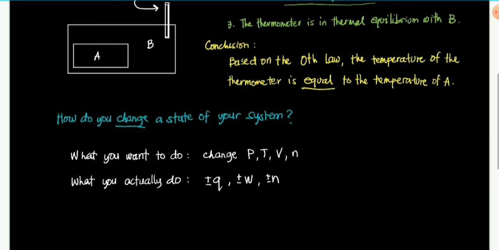So, how do you change a state, okay, of your system? So, paano mo napapalitan yung system from its initial state, tapos mapapalitan mo siya to the final state? Okay? Paano mo mapaperform yung change na yun? Okay? So, what you want to do for gases specifically is to change the pressure, temperature, volume, number of moles. Either one of them will do, or any two of them, or three of them. Pwedeng lahat. Okay? But you cannot literally change them.